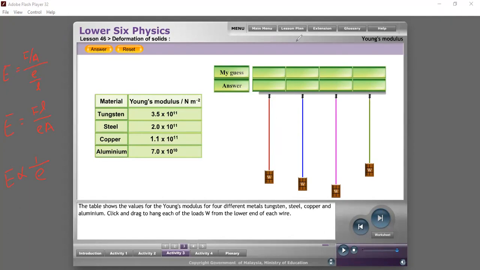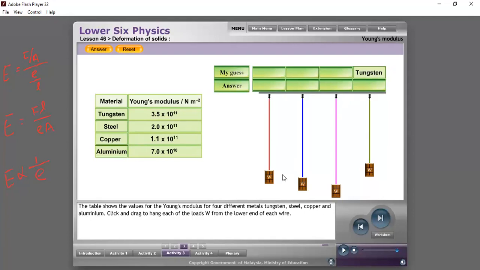If the original lengths are all the same, that means L is equal, and just the extension will differ. So the greater the Young's modulus, the smaller the extension. The smallest extension will be this, right? The smallest extension corresponds to the greatest Young's modulus. The greatest Young's modulus will be this one, so this will be the tungsten.